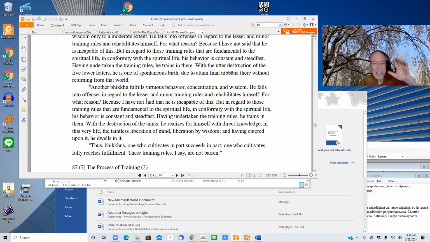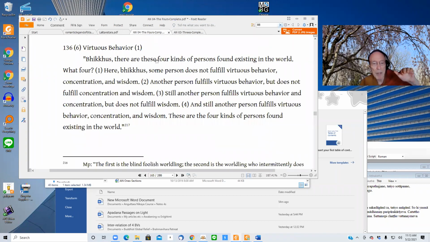So we could see from this sutta, Book of Threes, number 86, that even though the Book of Fours says that the person doesn't fulfill concentration and wisdom, it doesn't mean that they utterly neglect concentration and wisdom. It's just that they've developed them only to a moderate extent, not yet brought them to fulfillment. And the complete fulfillment of concentration would be the attainment of the four jhanas.